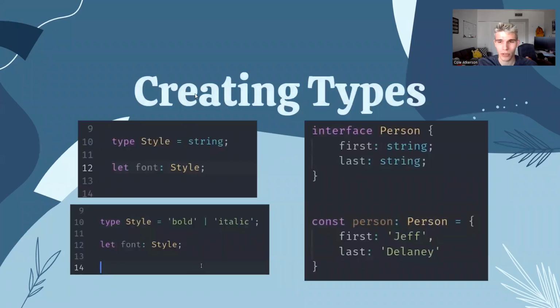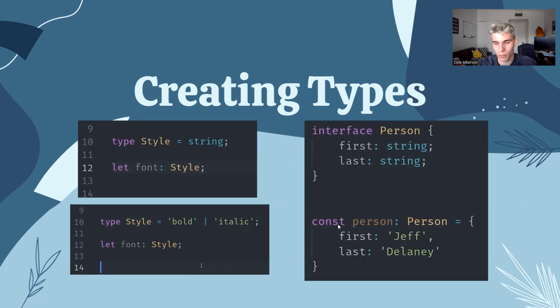Creating types is super simple. This is creating your own types. You just define a type style and it's equal to, or it is a string. And then when you want to make a variable, you just explicitly define it as a style. And if you want the style to only be bold or italic font, then you can only set font to these two definitions, basically.